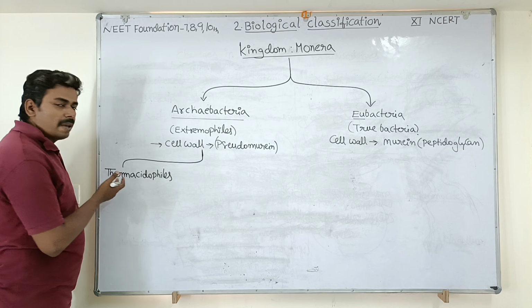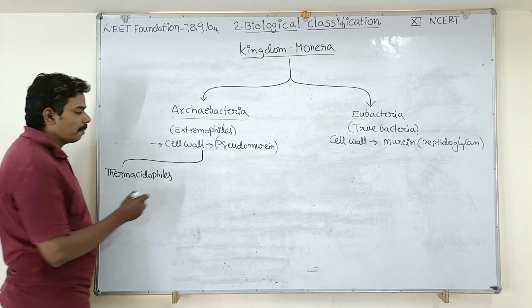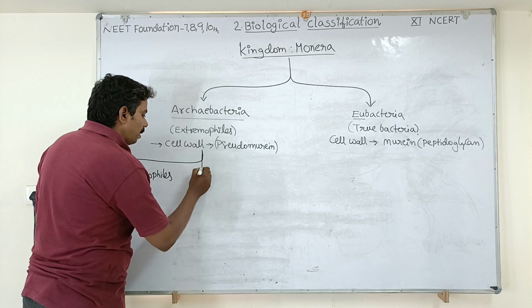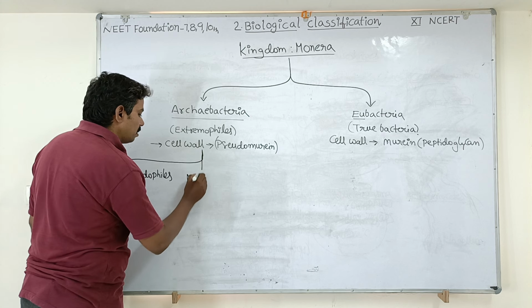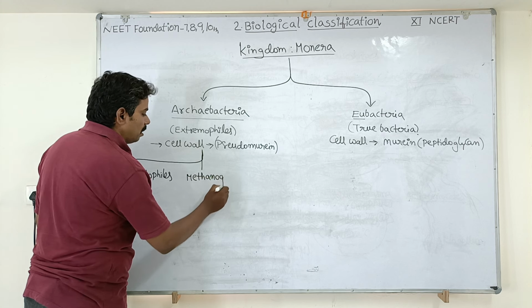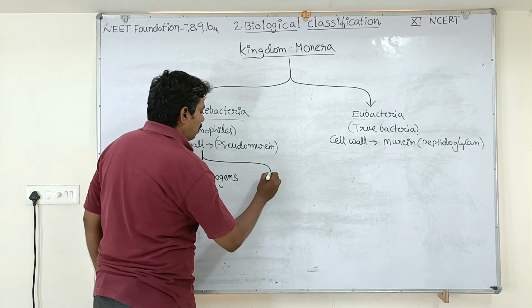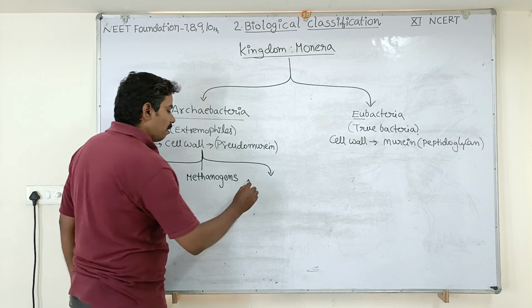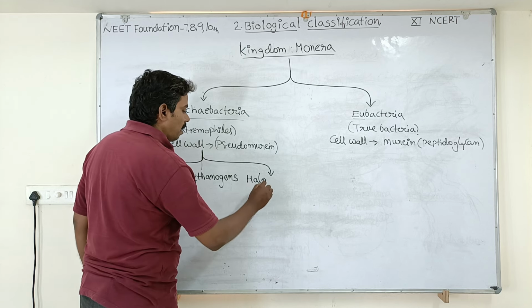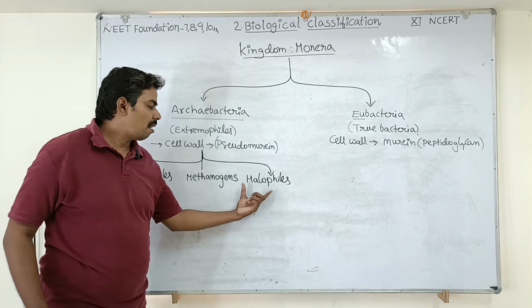Thermacidophiles. These bacteria survive in extreme high temperatures such as hot springs. Okay. The second group of bacteria, methanogens. These bacteria are producers of methane gas and they survive in absence of oxygen. Okay. Next, the third group of archaebacteria are halophiles. Halophiles. These bacteria survive in extreme salty conditions.